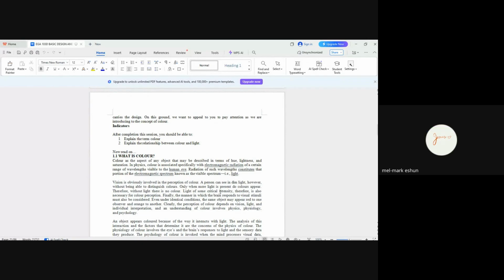Radiation of such wavelength constitutes that portion of the electromagnetic spectrum known as the visible spectrum, i.e. light.